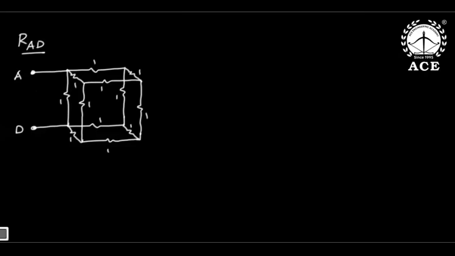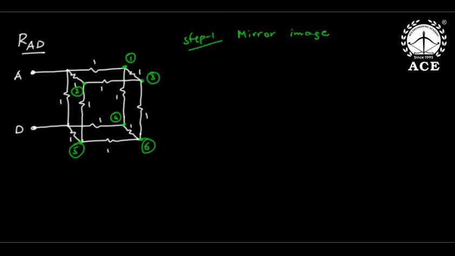So here also, step 1: express as a mirror image. Mirror image symmetry I want. Now again, give any numbering, it's up to you. Let this be 1, let this be 2, let this be 3, let this be 4, let this be 5, let this be 6. Numbering is not important. How you are placing is important.